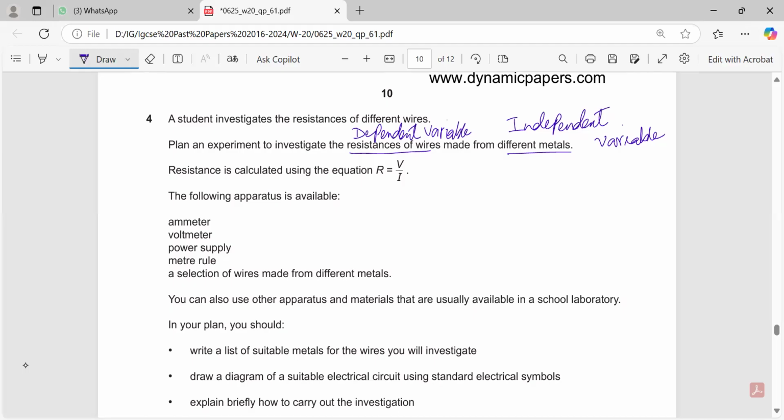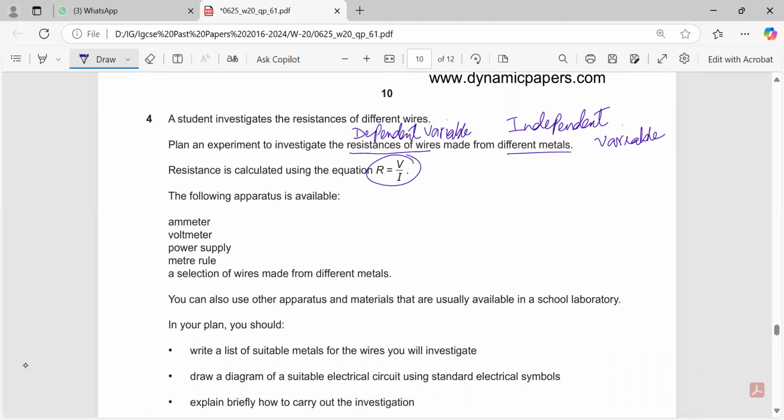And when we are repeating the experiment for improvement, we are repeating by changing the numerical value of the independent variable, like different metals. Resistance is calculated by using R is equal to V over I.